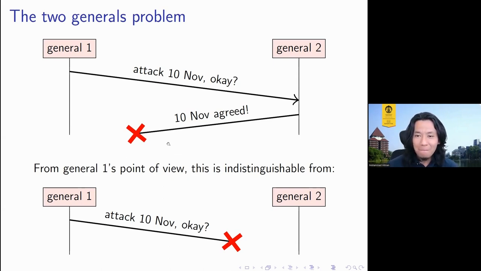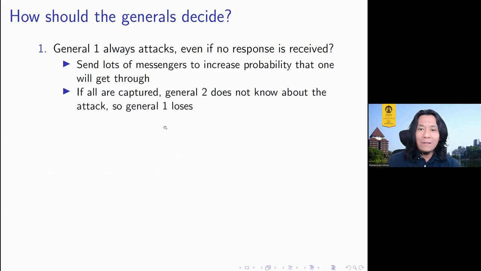So in terms of computers, when there is no response from the counterpart, the computer will not know which message is lost. Is it the first message that was sent or the second one, the response? We cannot know. The system doesn't know at all. So what will General One do?